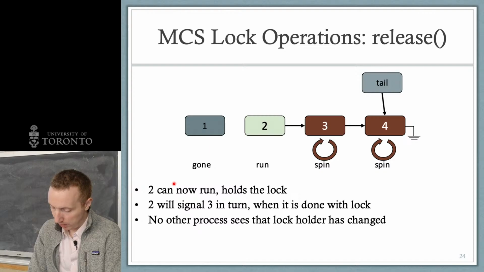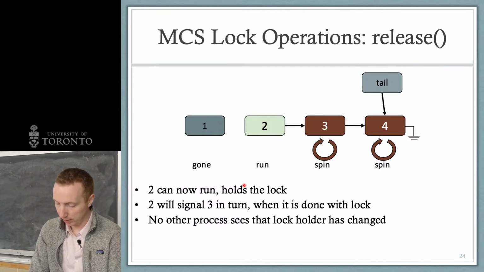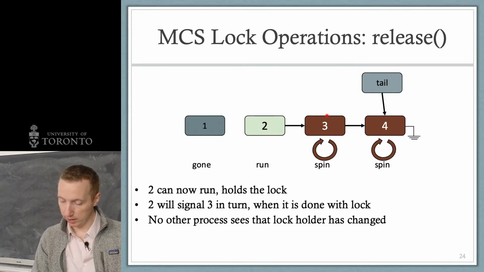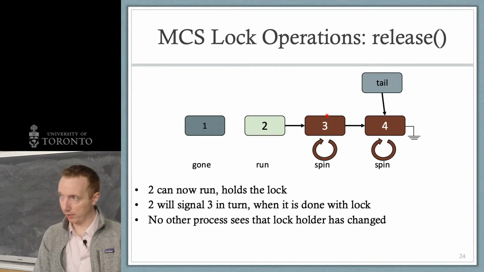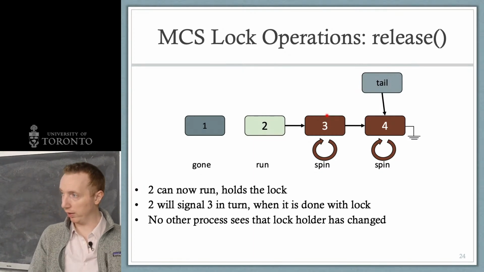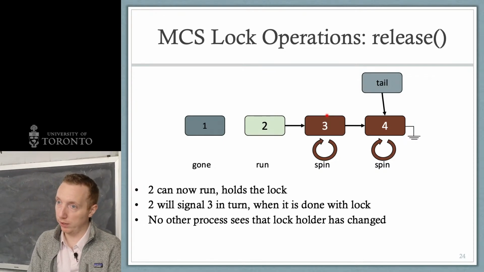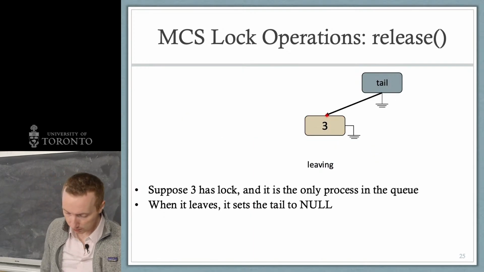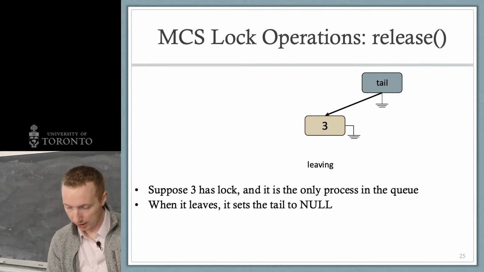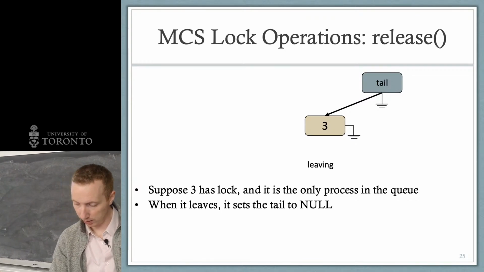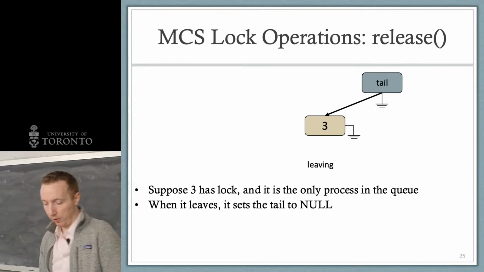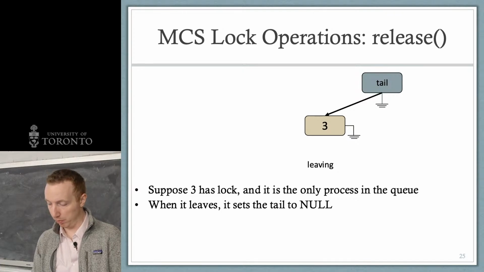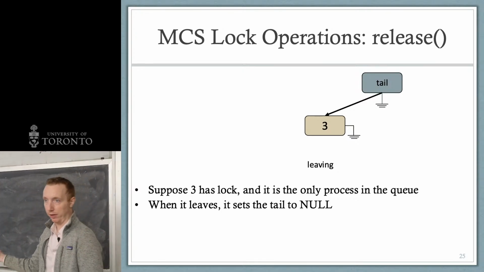So now thread 2 holds that lock, and whenever it releases its lock, it's going to unlock thread 3, and no other process is going to try and see that it changed or anything like that. They're all spinning on their own local variable, or not, local lock. So some other things can happen when it releases that lock and it's the only process in the queue. All it does is set tail's next equal to null to indicate that nothing else is in the queue anymore.